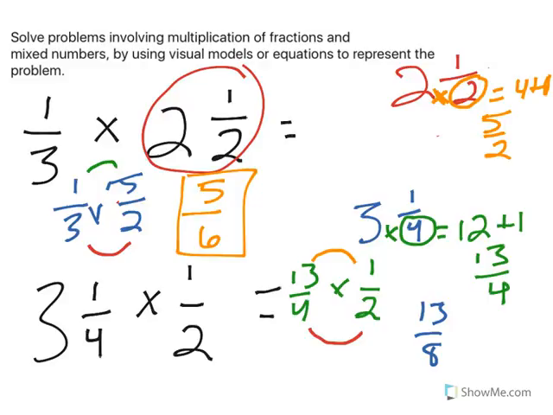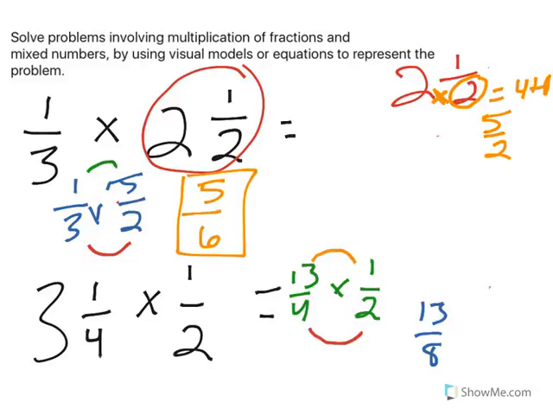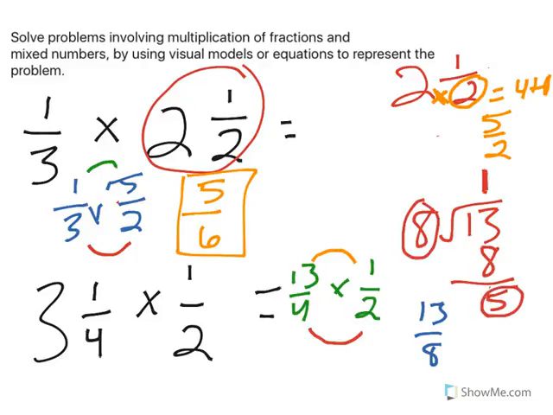So I'm going to erase some things so we have room. Let's do 13 in the doggy house, 8 on the outside. 8 goes into 13 one time, like that. 13 minus 8 is 5. We put our remainder over top our old denominator, so we have 1 5/8 is our final answer.